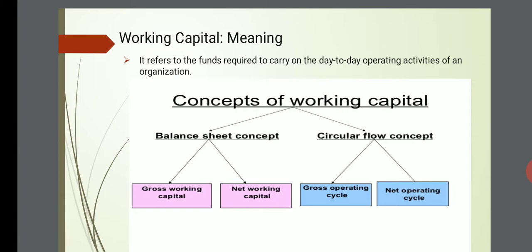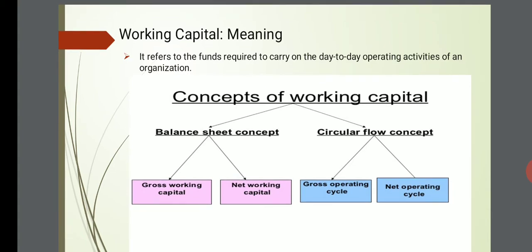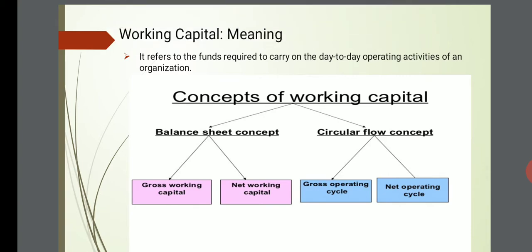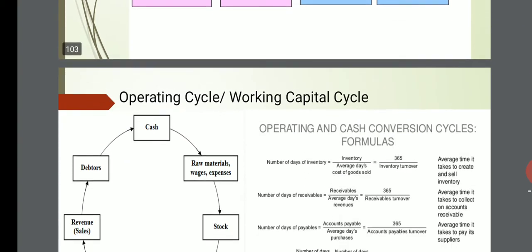What is the balance sheet concept? Gross working capital is investments into current assets. So it is equal to current assets when we look into the balance sheet. And what is net working capital? Net working capital is current assets minus current liabilities. Now let us go for gross operating cycle. We'll understand this when we understand the operating cycle method. So we'll understand gross operating cycle and not net operating cycle when we understand the operating cycle method of working capital.